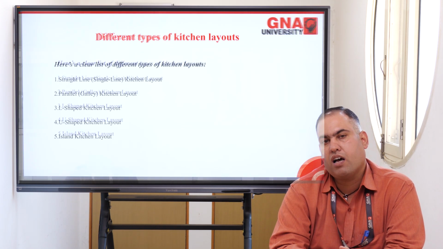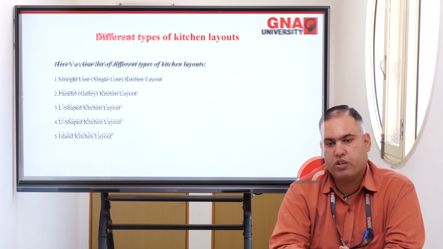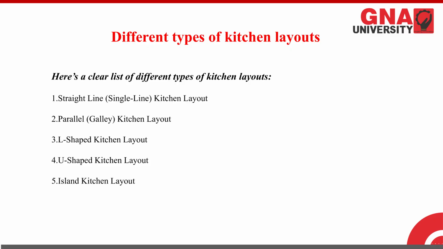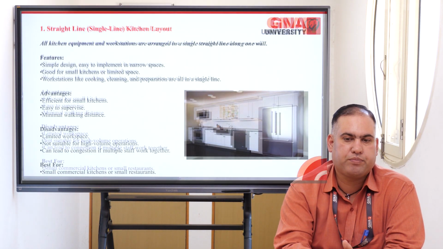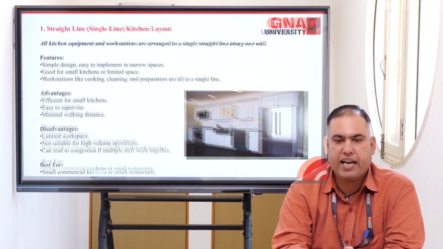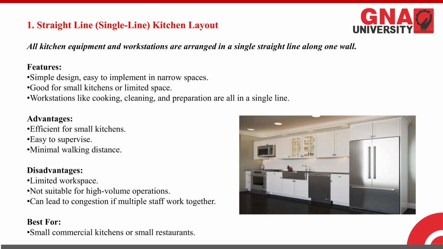Now, let us discuss the different types of kitchen layouts. When it comes to commercial kitchens, the layouts can be classified as straight line or single line kitchen layout, parallel or galley kitchen layout, L-shaped kitchen layout, U-shaped kitchen layout, and island kitchen layout. So let us discuss each of these layouts in detail. We'll start with the straight line or single line kitchen layout. All kitchen equipment and workstations are arranged in a single straight line along one wall.